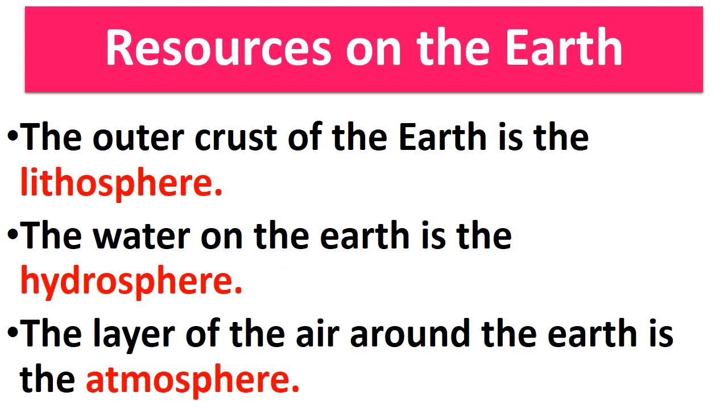What are the various resources present on the earth? There are various resources present on the earth like air, water, soil. So, what is lithosphere, hydrosphere and atmosphere? The outer crust of the earth is called lithosphere. And what is hydrosphere? The water on the earth is hydrosphere. Hydro means water. And what is atmosphere? The layer of the air around the earth is called atmosphere.